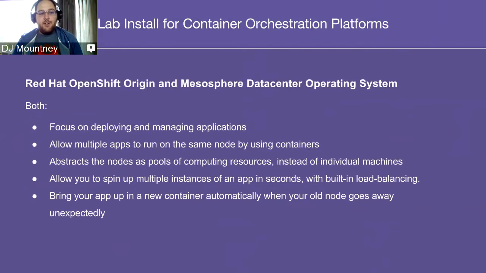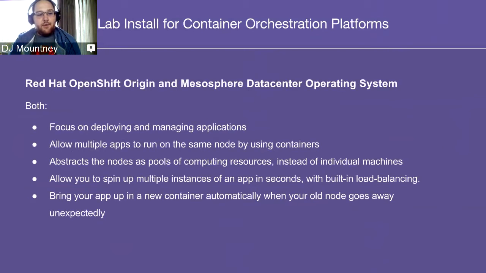So the 2 products we're talking about, again, are Red Hat OpenShift Origin and Mesosphere Data Center Operating System, which is commonly referred to as DCOS. So why are we talking about both of them? It's basically because they do a lot of the same things, even though technically our templates for them are a little bit different, and we'll get to that later. The purpose of the templates right now is a little bit different. The platforms themselves are very similar.